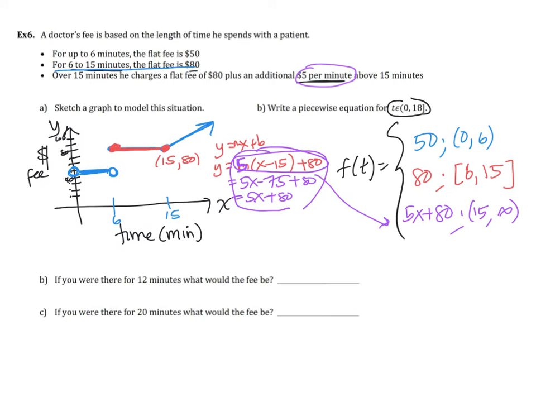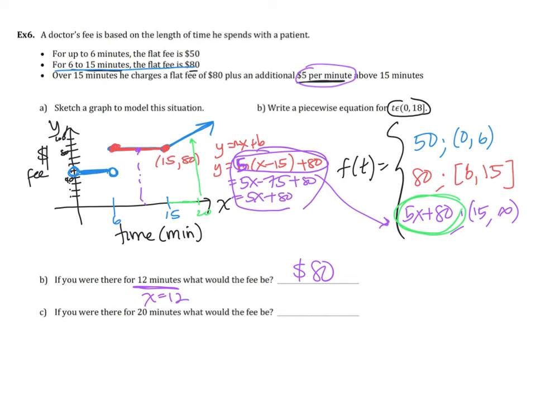So it says, if you were there for 12 minutes, what would the fee be? Well, hopefully you're saying to yourself, this is when x equals 12. If x equals 12, how much would the fee be? It would just be $80. If you were there for 20 minutes, what would happen? Well, we went 20 minutes. It's out here somewhere. We're plugging in our x. Our 20 minutes is in this category right here. So we put in our 20.